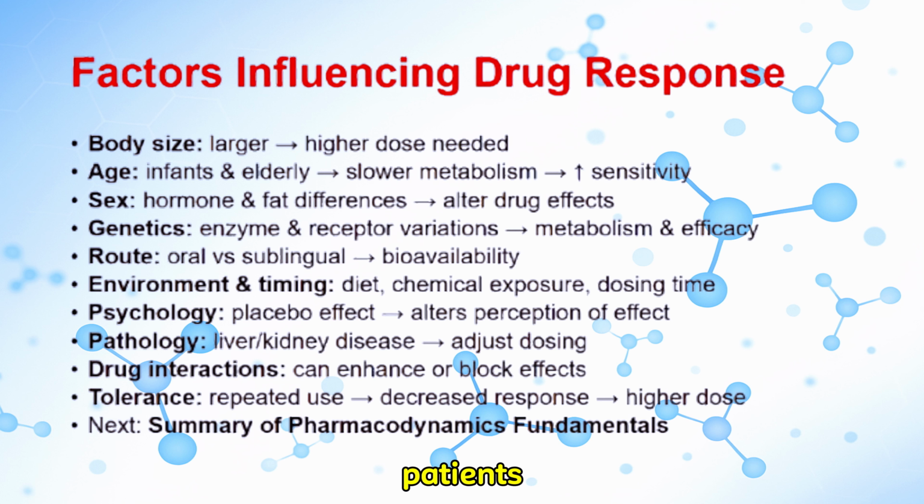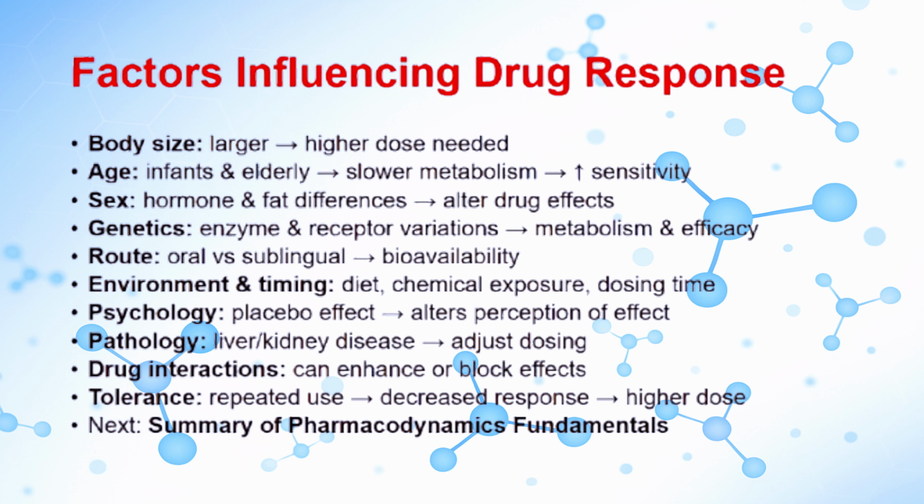Infants and elderly patients often metabolize drugs more slowly, increasing sensitivity and risk of toxicity. For example, elderly patients may need lower doses of benzodiazepines to avoid excessive sedation. Sex. Biological differences, such as hormone levels and body fat, can affect drug kinetics. Women may experience stronger effects from opioids due to differences in metabolism and receptor sensitivity.